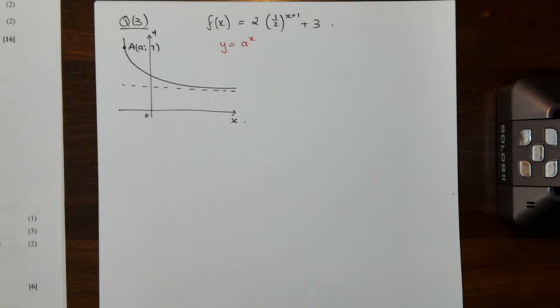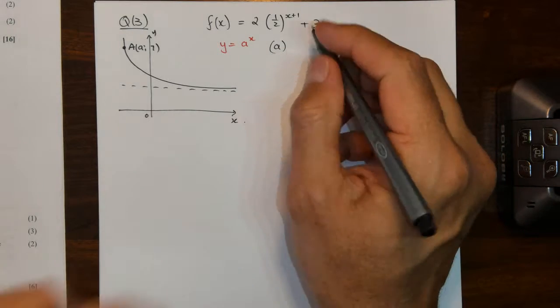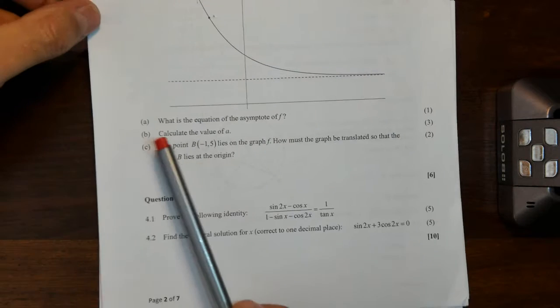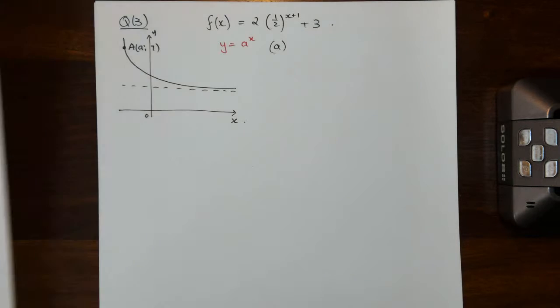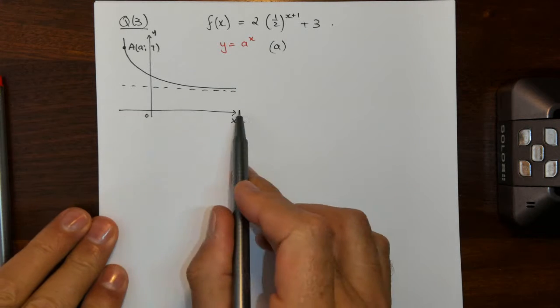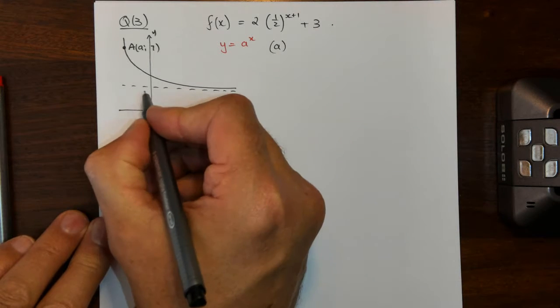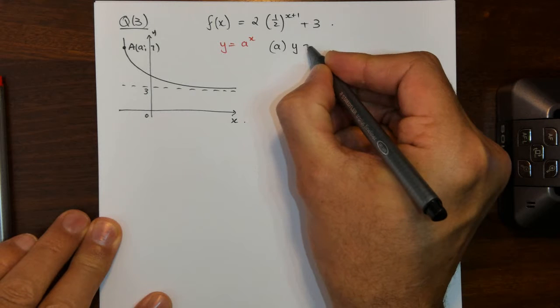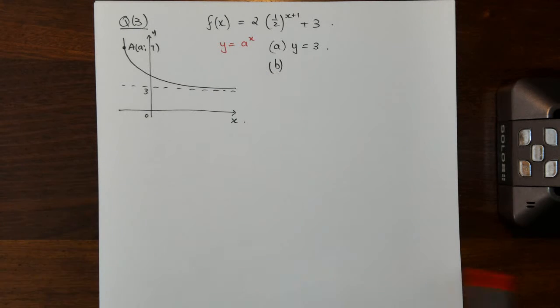Okay, the first question they asked us was number A, to write down the equation of the asymptote of f for 1 mark. Now you know the asymptote for the basic exponential curve is the x-axis, but that graph was translated 3 units upwards, so this will be the line y equals 3. That's standard basic knowledge of your entry-level transformations.